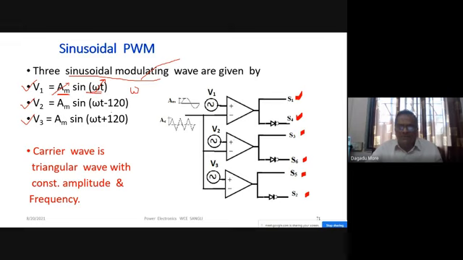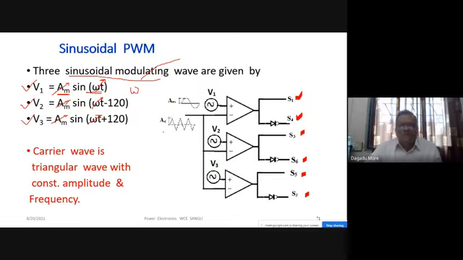But the phase shift between these three modulating waves is 120 degrees. Each has the same amplitude and the same frequency. For all these three waves we can control the amplitude as well as the frequency simultaneously. So this is about our modulating wave.